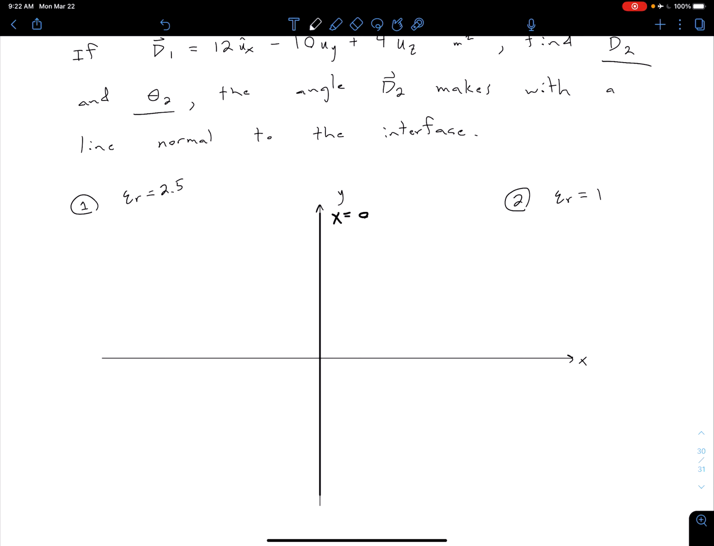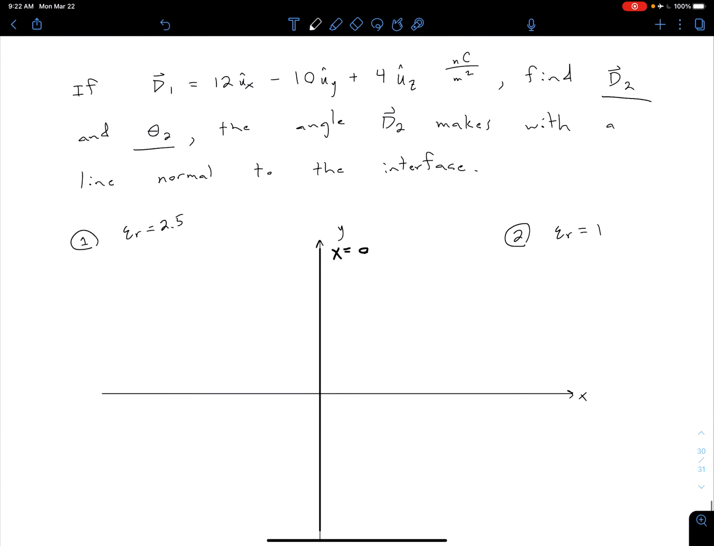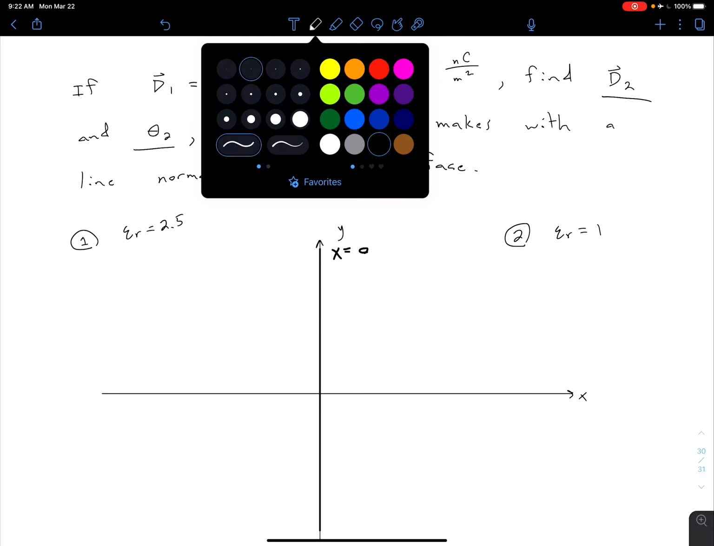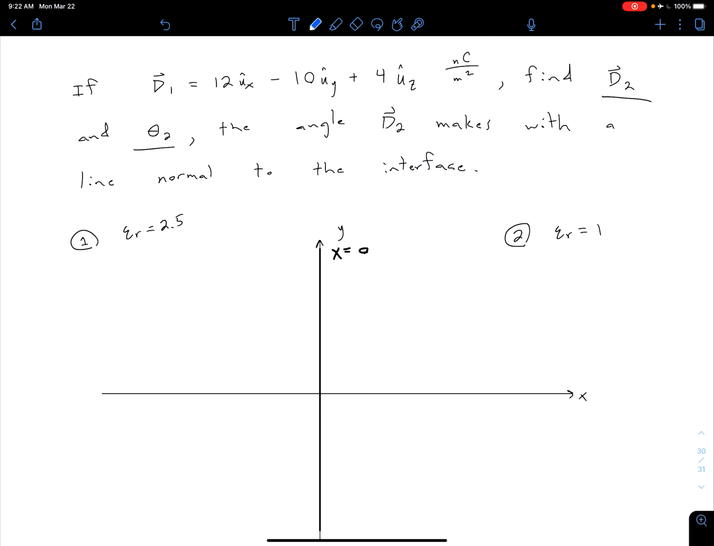And so looking at our equation, we see in D1 we have 12 u of x minus 10 u of y. So again, let's just draw this roughly. It's going to be going to the right in x and down in y. So we have something that looks like this, again just roughly, for our D1.